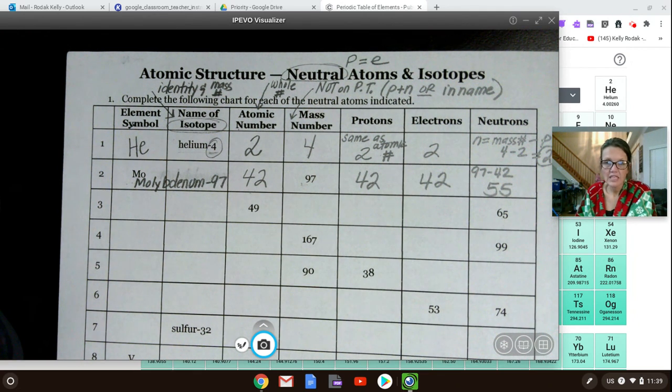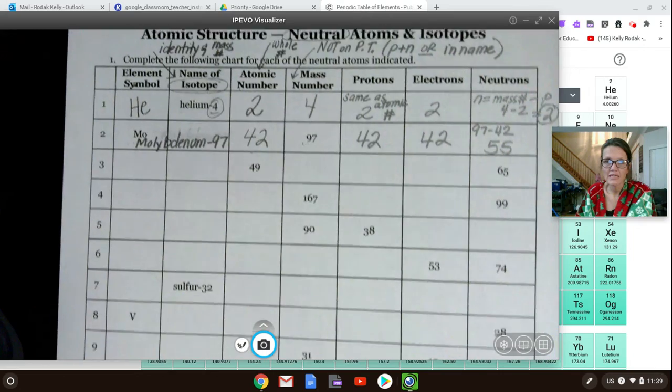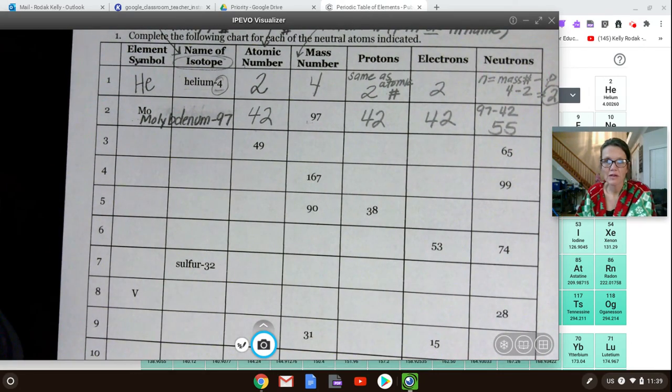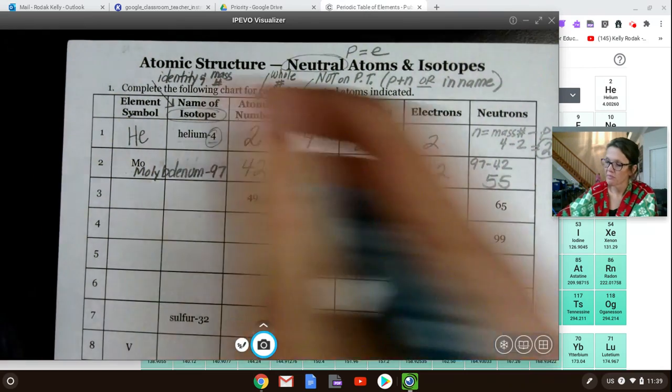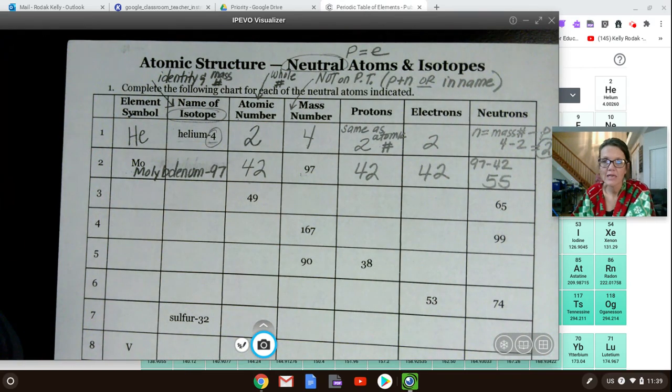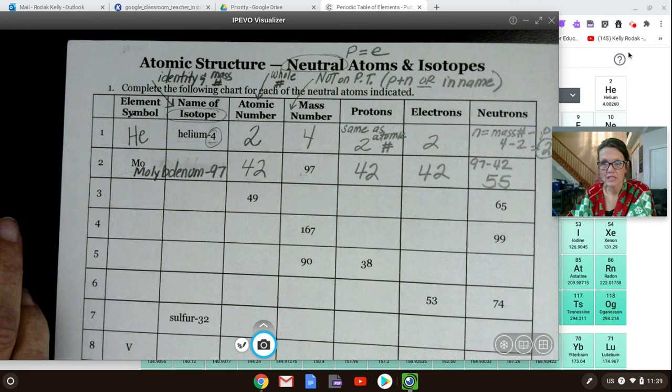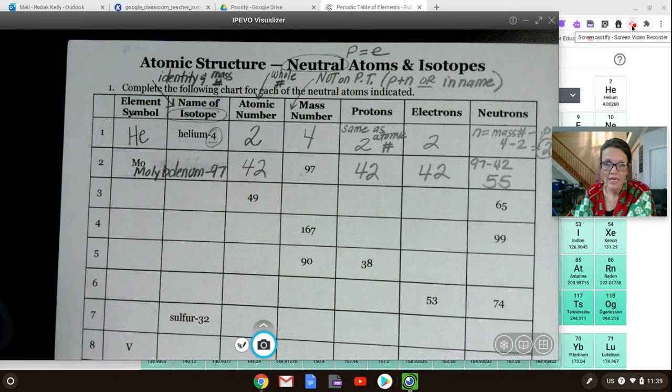So I think it's pretty self-explanatory. You can see there's a couple of places where you'll work backwards a little bit more from having the names, but once you know that this is where all those pieces of information come from, you should be able to fill those out.